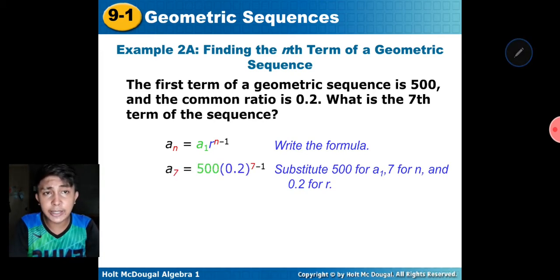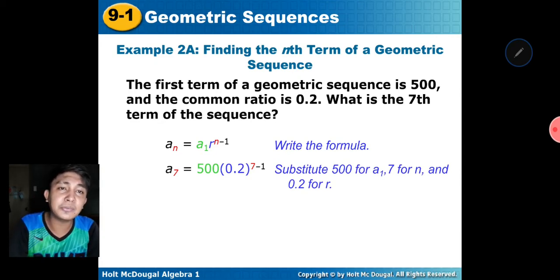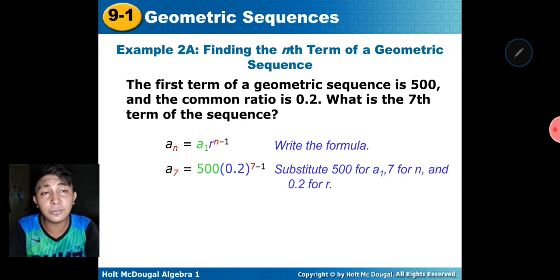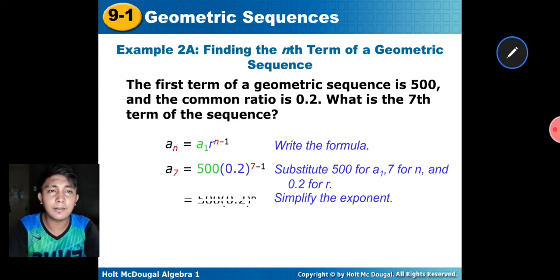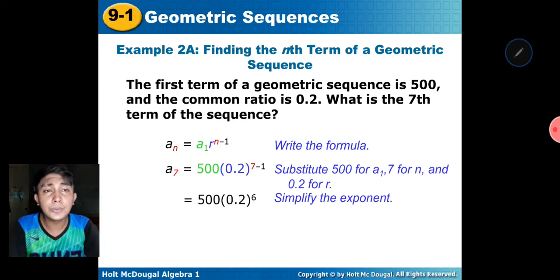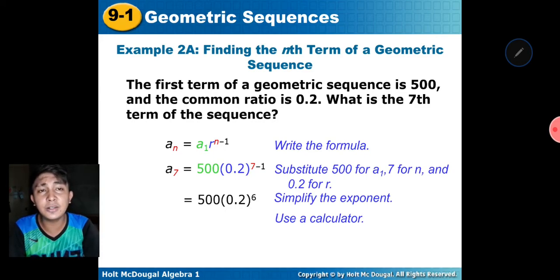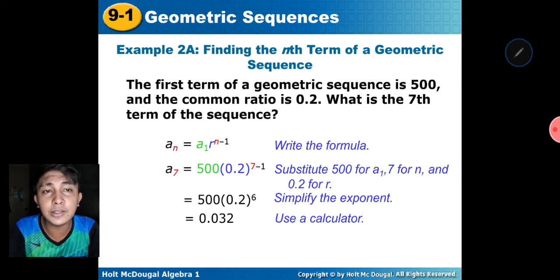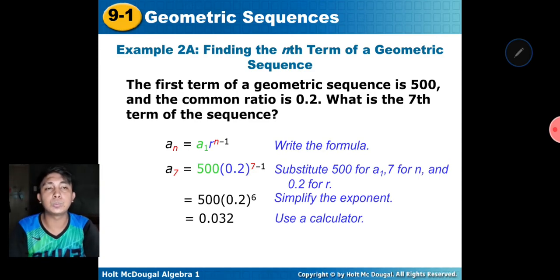So, okay, anong uunahin natin? 500 times 0.2 or 7 minus 1? Of course, 7 minus 1 sa exponent muna. So, simplify it, we have 6. So, 0.2 raised to 6, that is, you may use calculator kasi para mas accurate ang iyong pagsagot. So, multiply it to 500. There you have it. We have now the seventh term of the geometric sequence is 0.032.